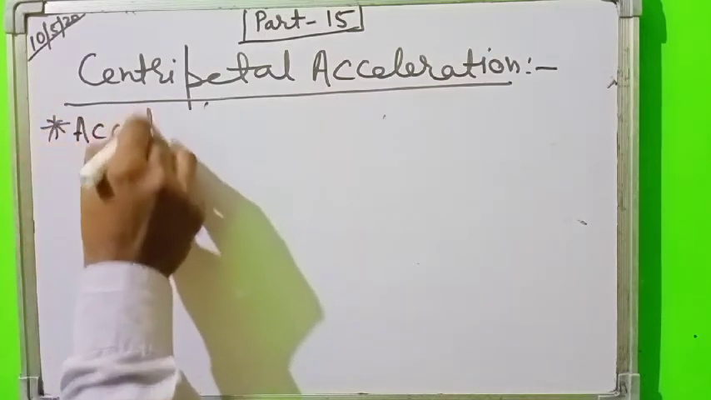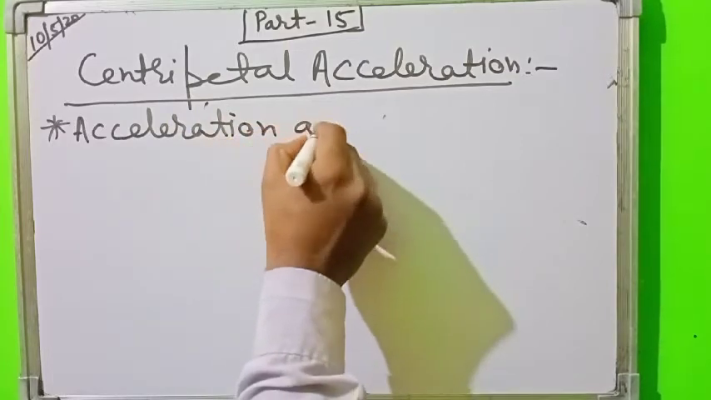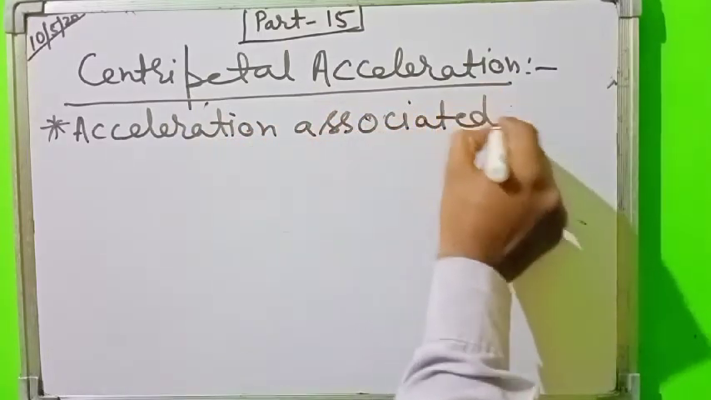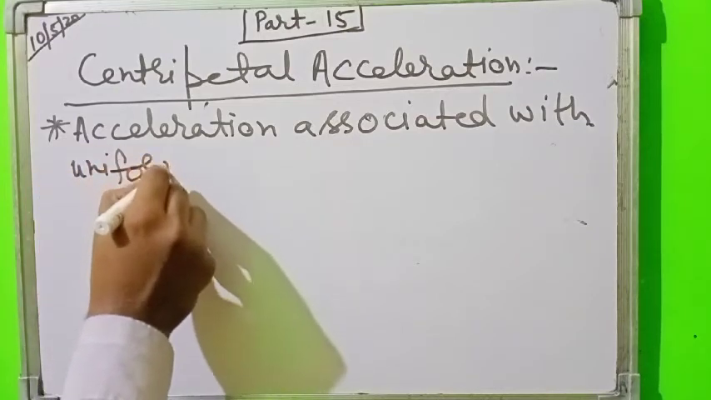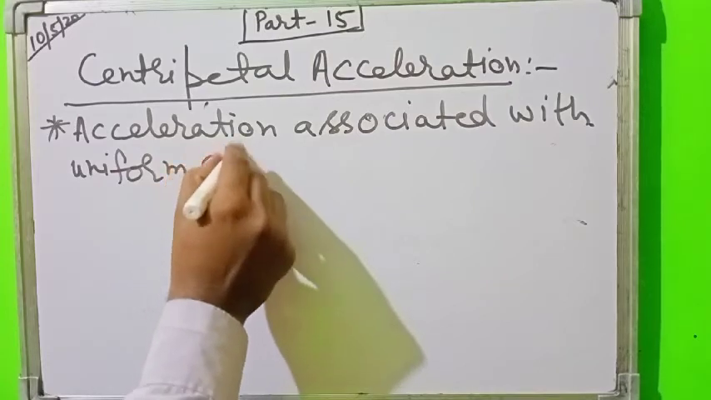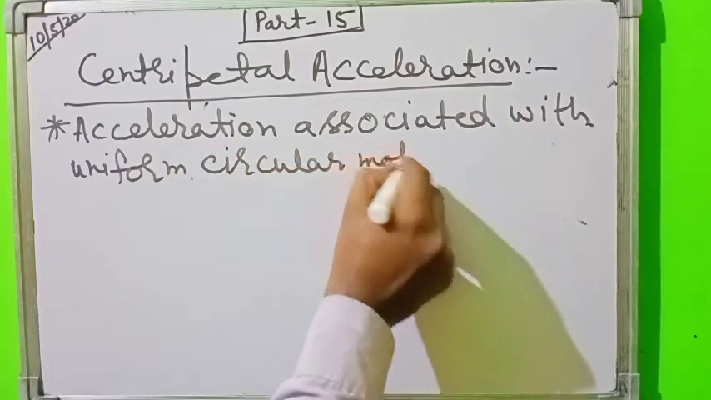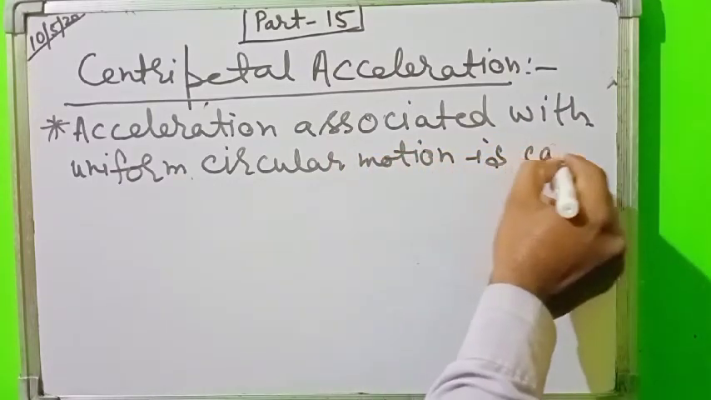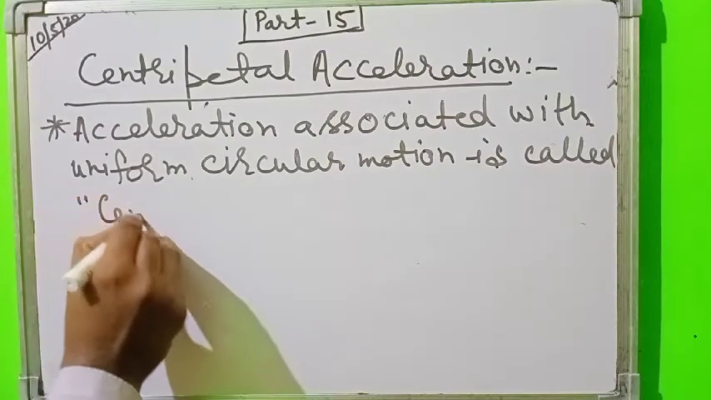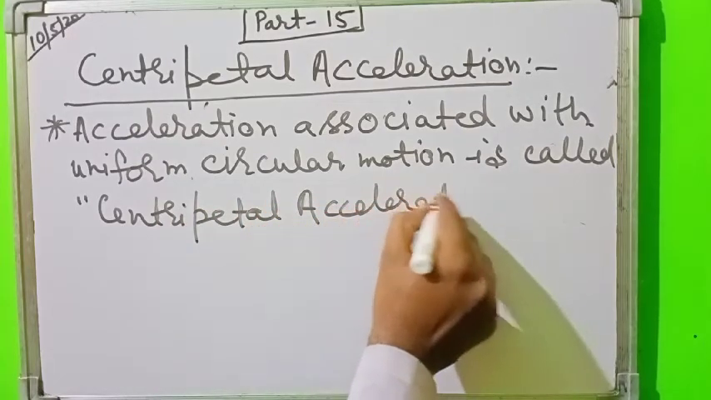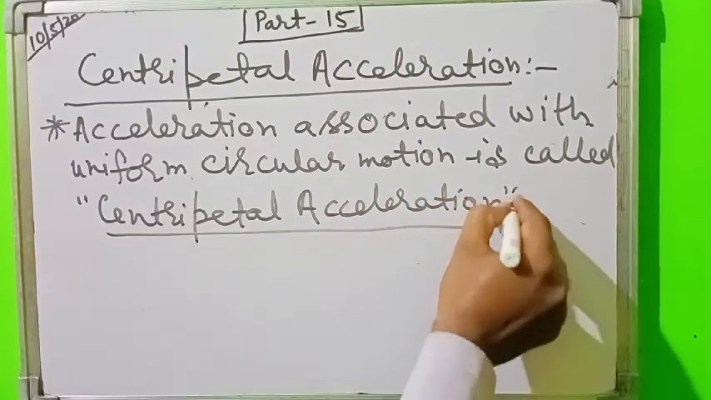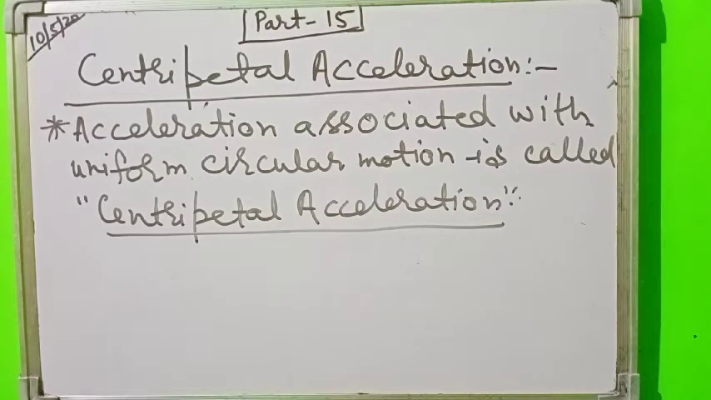The acceleration associated with uniform circular motion is called centripetal acceleration. We are talking about uniform circular motion. Uniform circular motion means the body is moving in a circular track with uniform speed or constant speed.